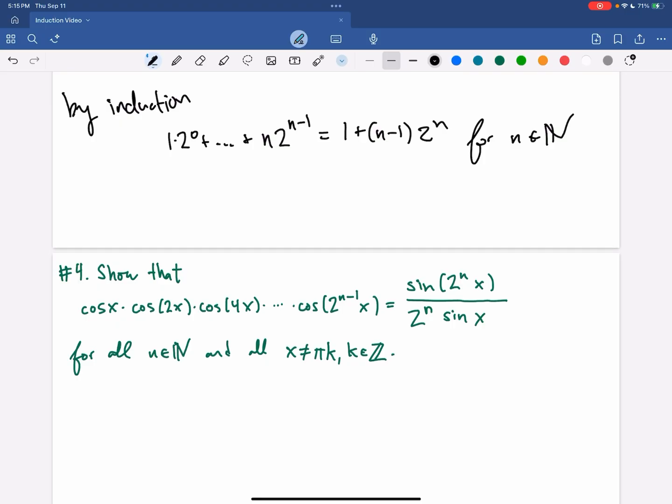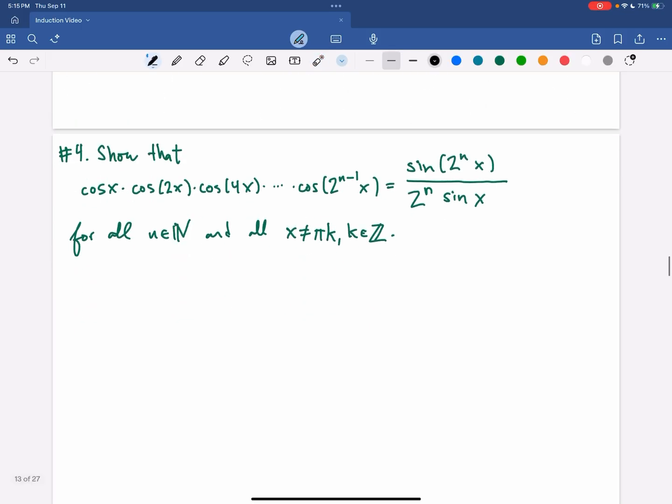We want to show that cos of x times cos of 2x times cos of 4x times all the way up to cos of 2 to the n minus 1 x is equal to sine of 2 to the n x over 2 to the n times sine x for all natural numbers n and for all x not equal to pi k. So no multiples of pi, which makes sense because this fraction has us dividing by sine x, and we don't want that to be 0. So that's all that really means there.